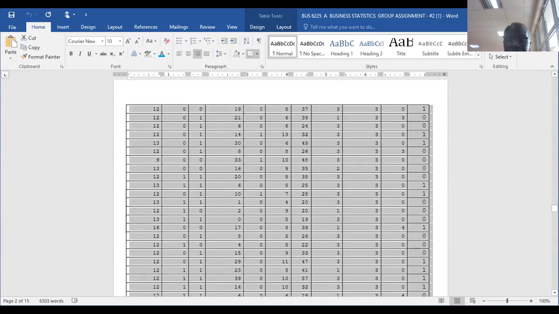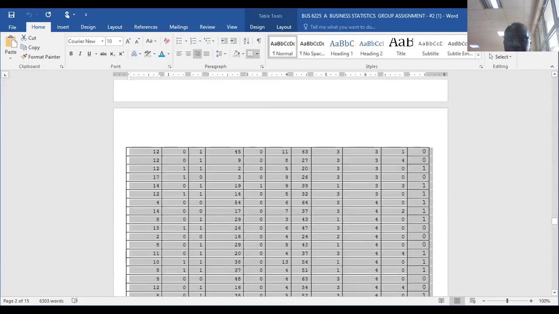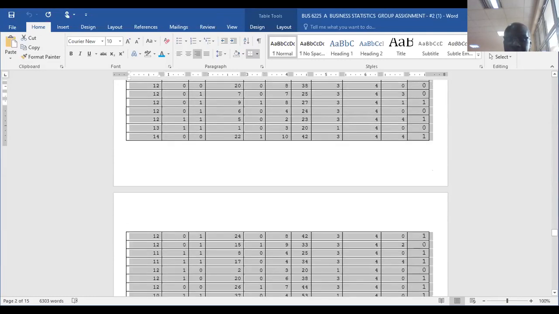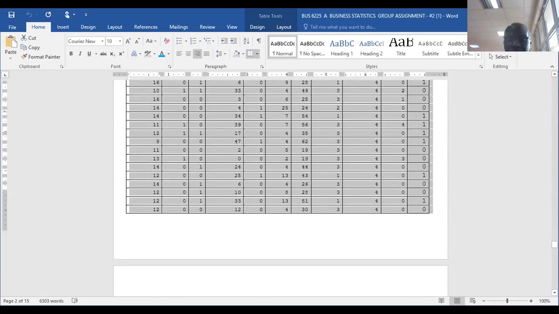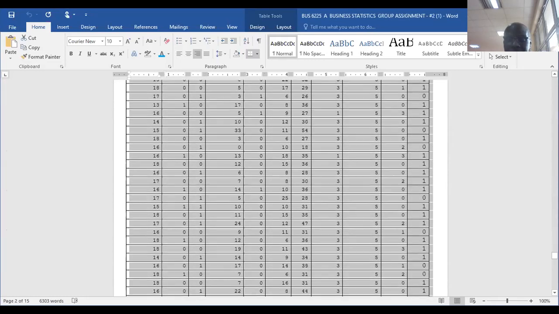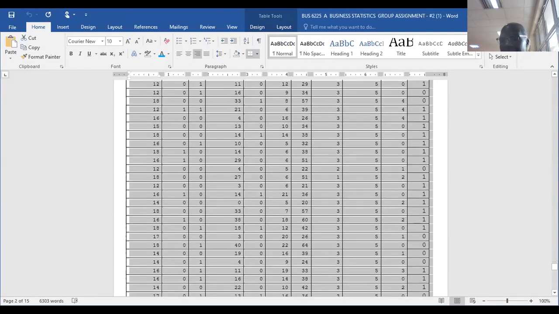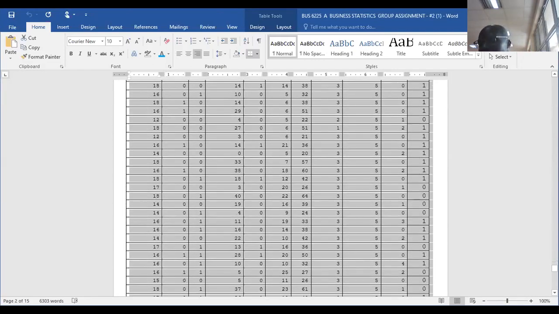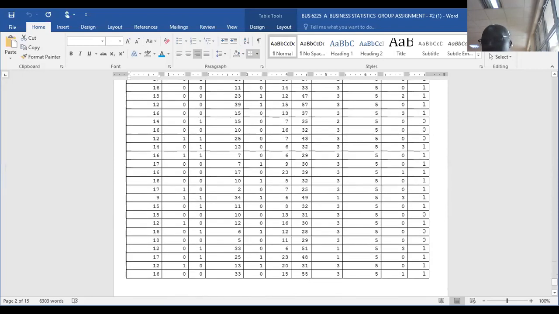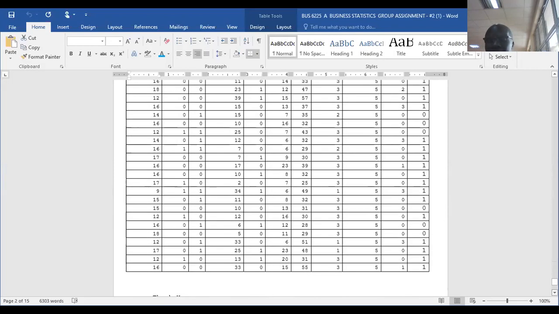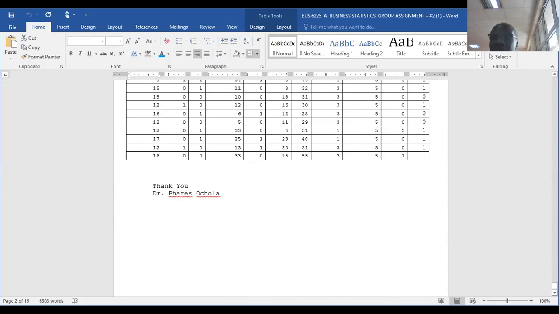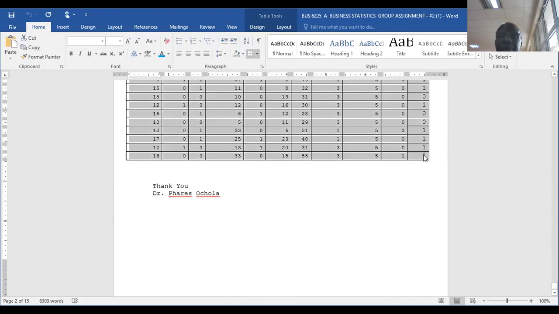Anyway, I'll go to the end. Let's go to the end. And then, of course, shift to the end. Then I copy. Copied. Then I come back to SPSS.